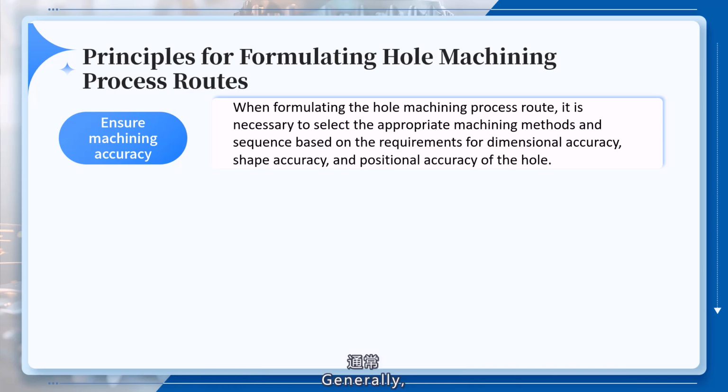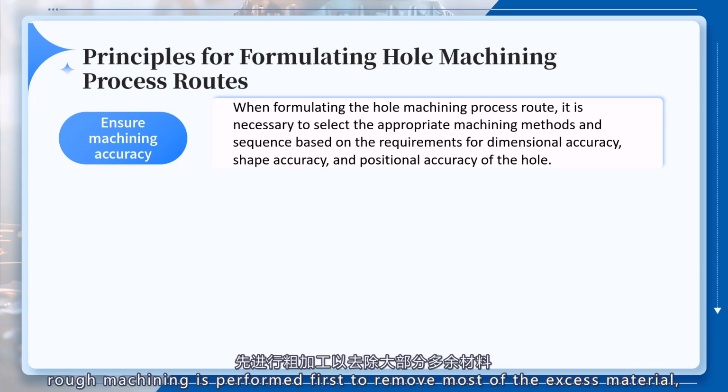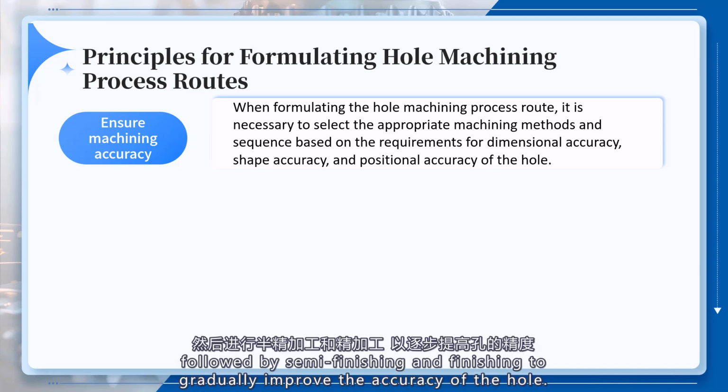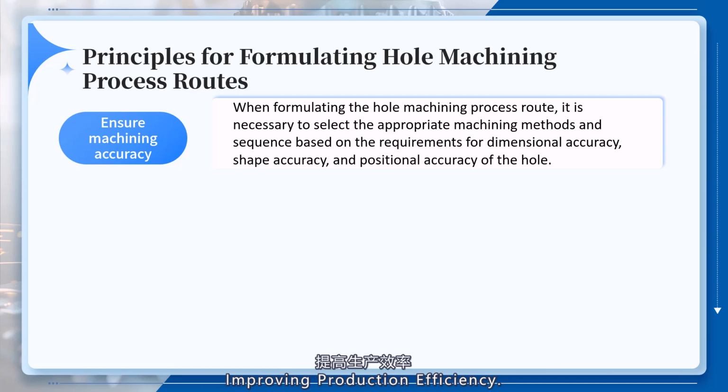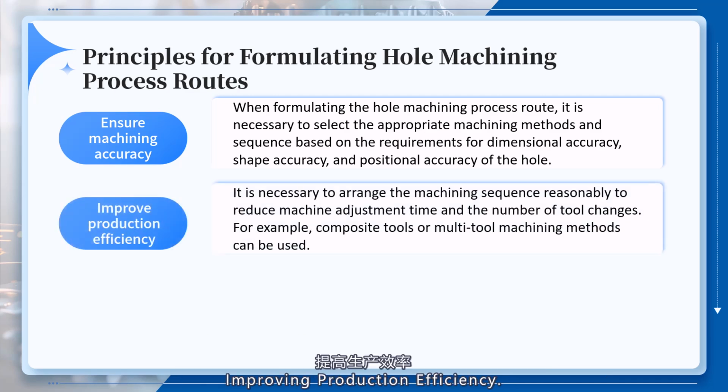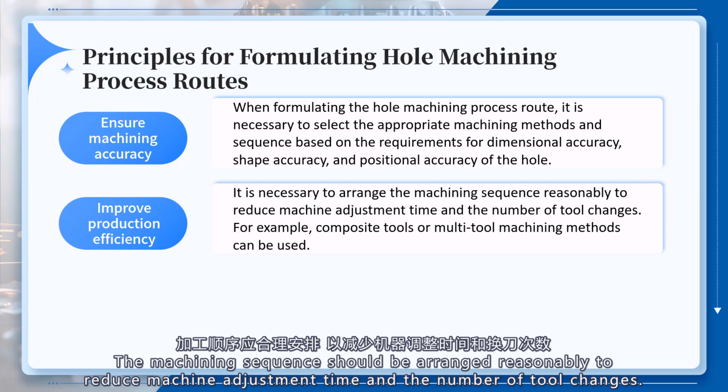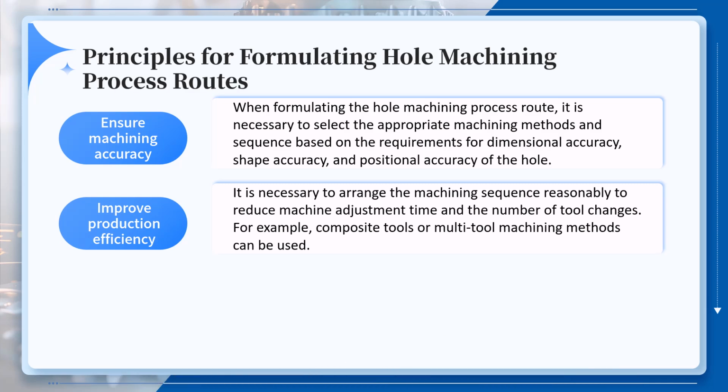Generally, rough machining is performed first to remove most of the excess material, followed by semi-finishing and finishing to gradually improve the accuracy of the hole. Improving production efficiency: the machining sequence should be arranged reasonably to reduce machine adjustment time and the number of tool changes.